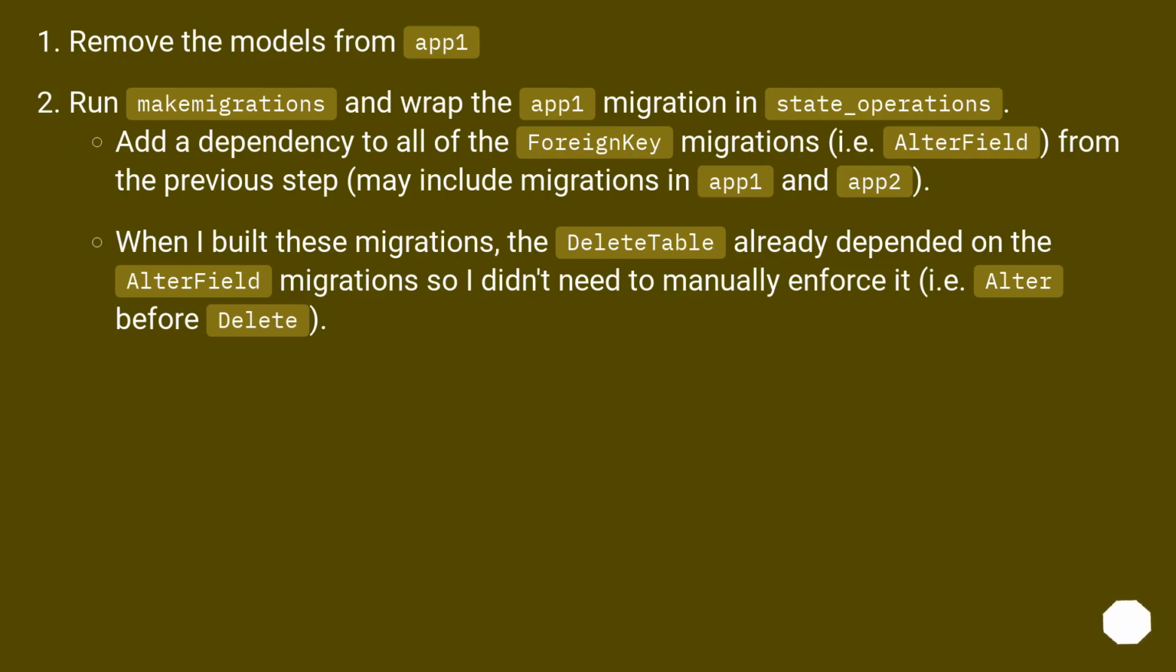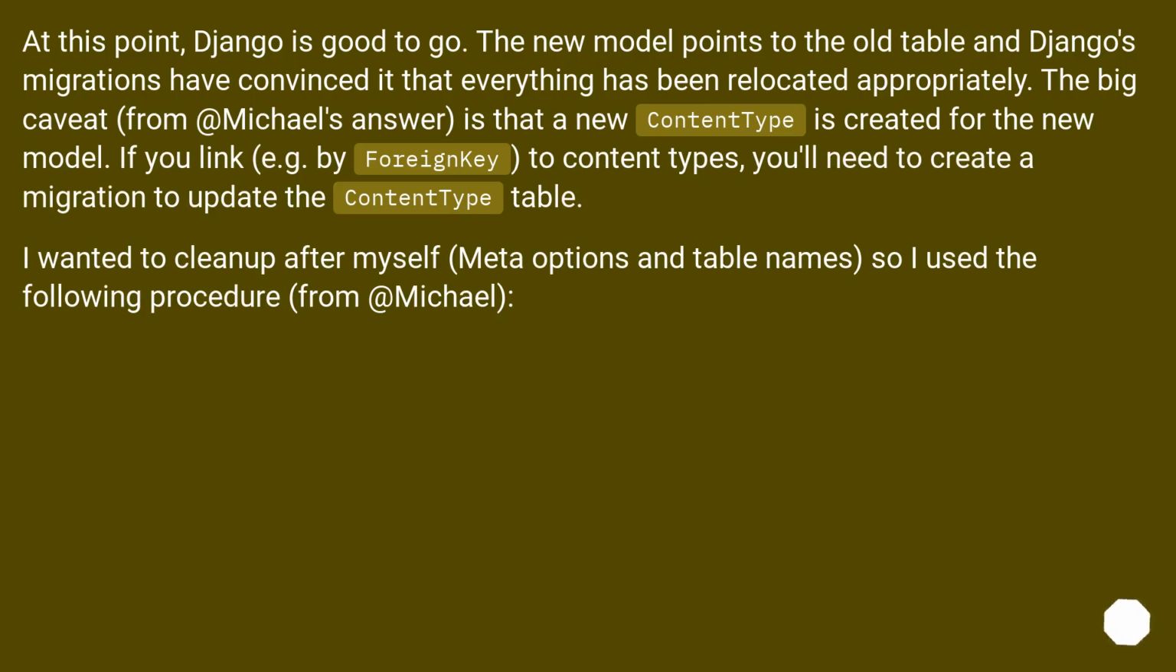Remove the models from app 1. Run makemigrations and wrap the app 1 migration in state_operations. Add a dependency to all of the foreign key migrations, i.e. AlterField, from the previous step, which may include migrations in app 1 and app 2. When I built these migrations, the delete table already depended on the AlterField migrations, so I didn't need to manually enforce it, i.e. alter before delete. At this point, Django is good to go. The new model points to the old table and Django's migrations have convinced it that everything has been relocated appropriately.